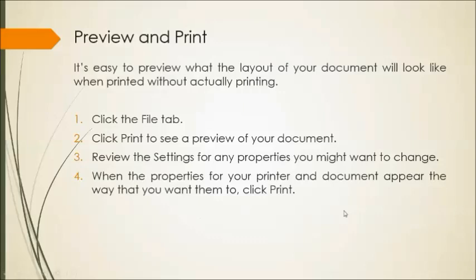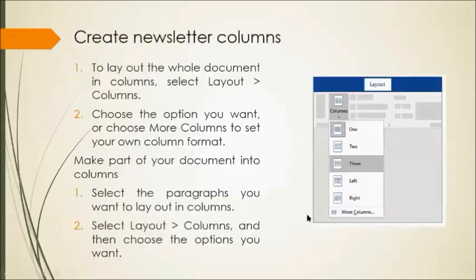Next is to preview and print a document. It's easy to preview what the layout of your document will look like when printed without actually printing. Click the File tab, then click Print to see a preview of your document. Review the settings for any properties you might want to change. When the properties for your printer and document appear the way that you want them to, you just click Print.